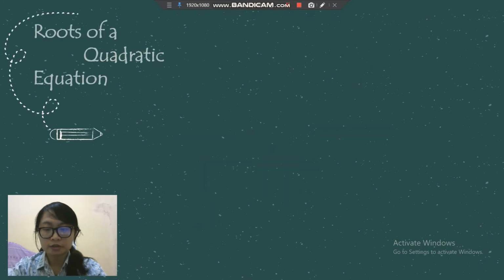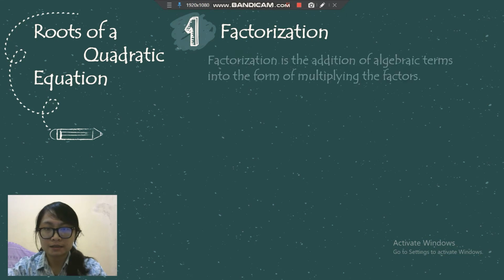We go to the root of quadratic equation. The root of quadratic equation is an important factor that you must be able to determine in solving quadratic equation. There are several ways that you can use to find the root of quadratic equation, which are: first, factorization. Factorization is the conversion of algebraic terms into the form of multiplying the factors.